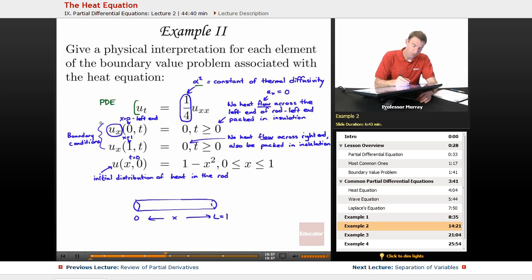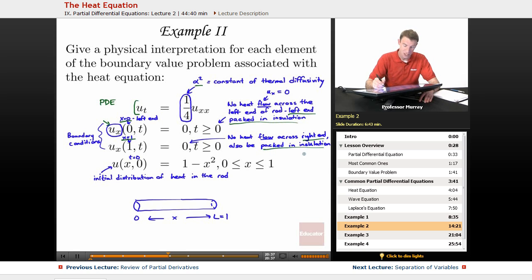Now, the difference from this problem to the previous one, from example 1, is that in the previous one there was just a u, and here we have a u sub x. And what that represents is that at the left end of the rod, x equals 0, and the right end of the rod, x equals 1, we've got no change in temperature across the boundary, which means that there's no heat flowing in or out across the boundary, which must mean that we have artificially prevented heat from flowing in or out, which means we must have packed it in some kind of insulating material. So that's how we concluded from these boundary conditions that the left end and the right end must be packed in insulation.